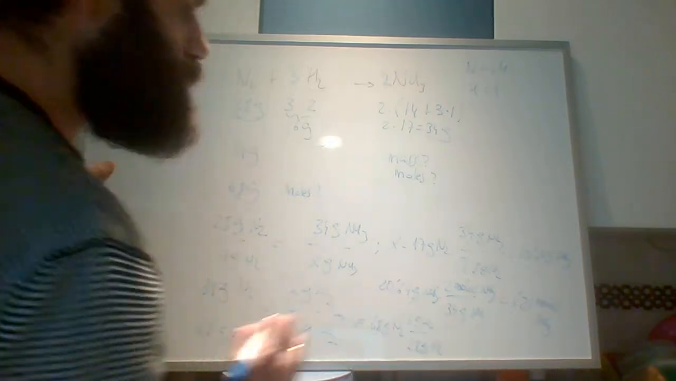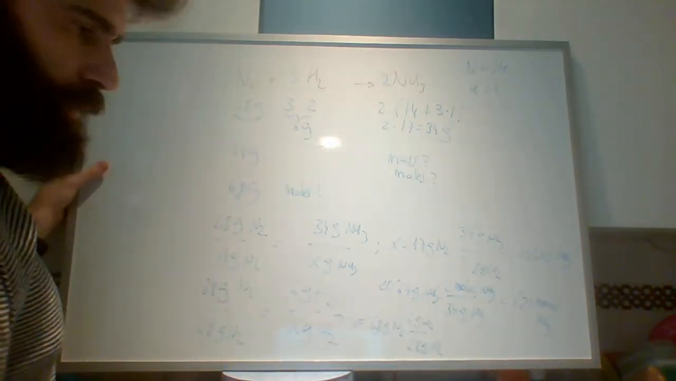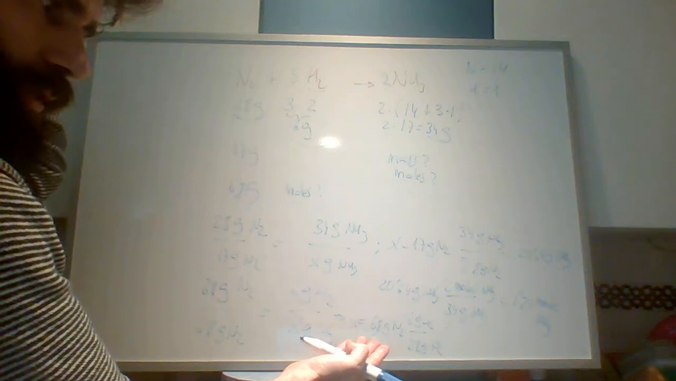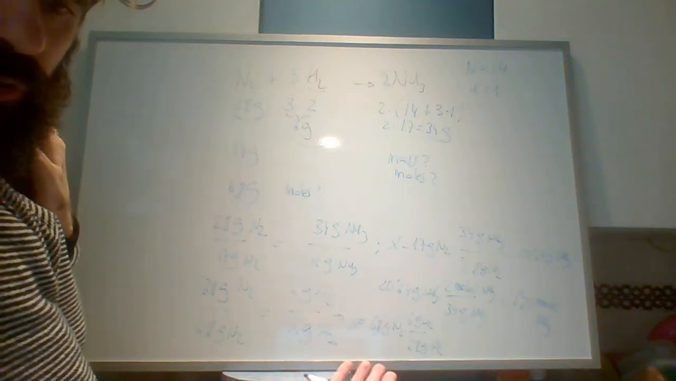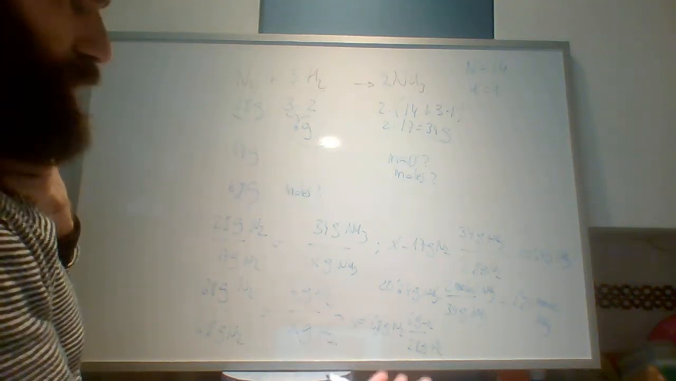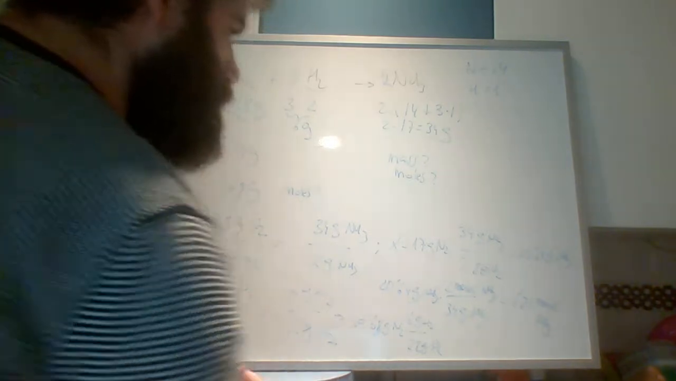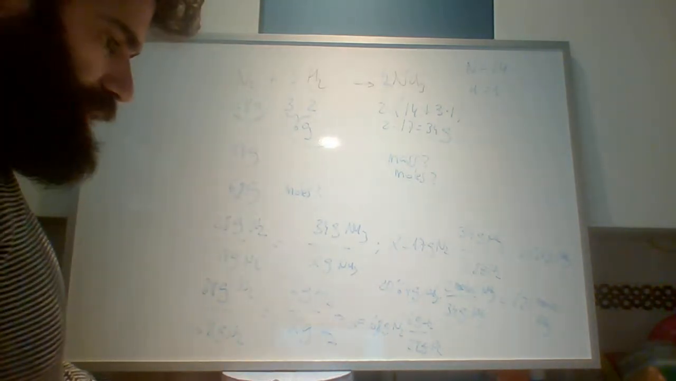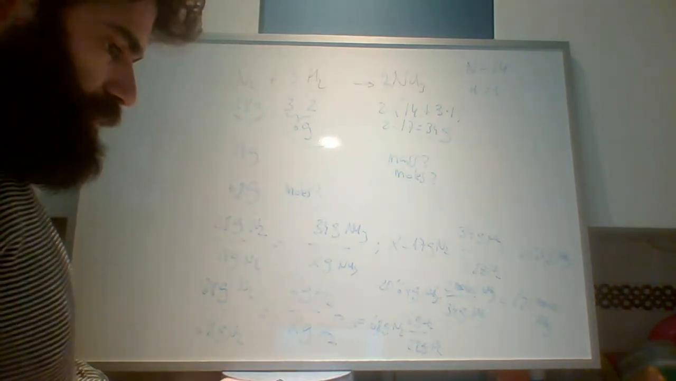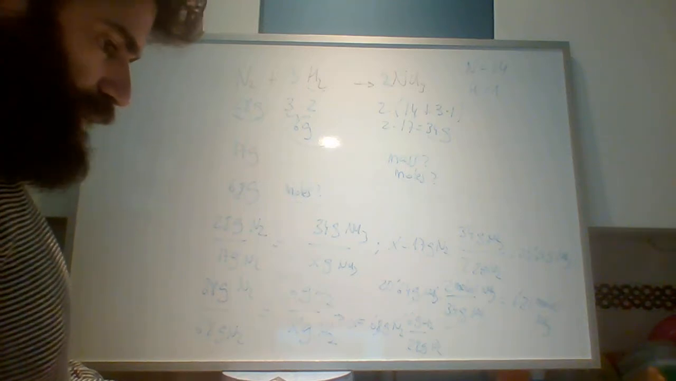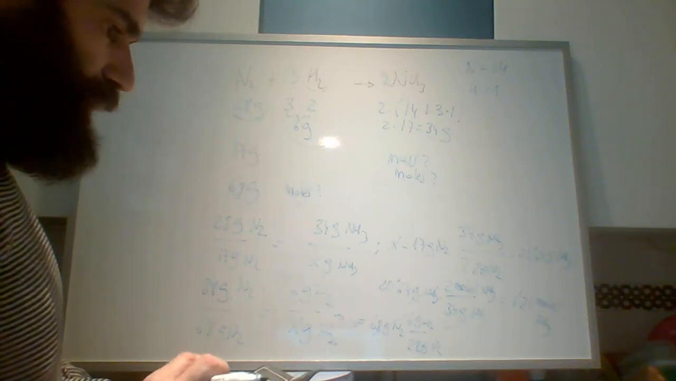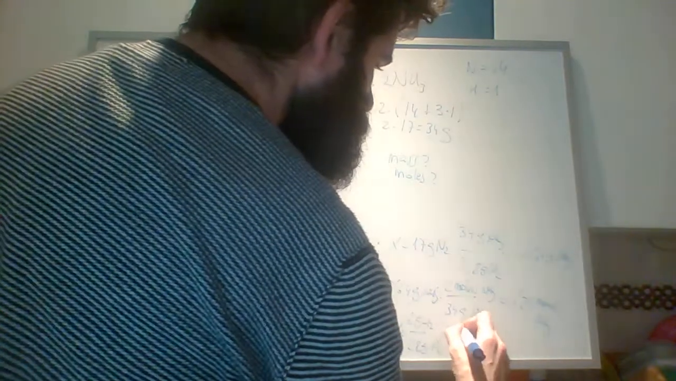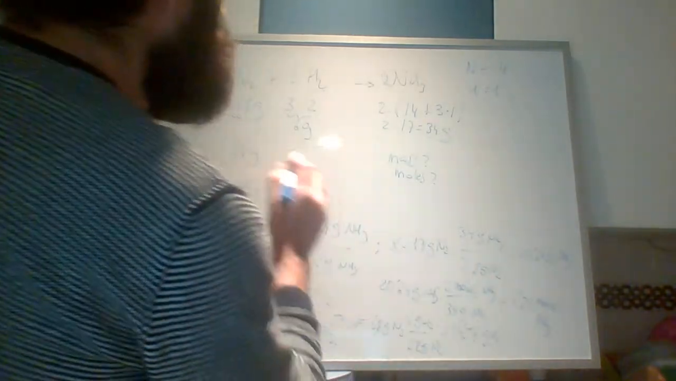Cross out both units, and this is the way to control that you are doing well. And now, when you are doing this, you will obtain the result. And the result is 68 multiplied by 6 divided by 28, and you'll obtain 14.57 grams.